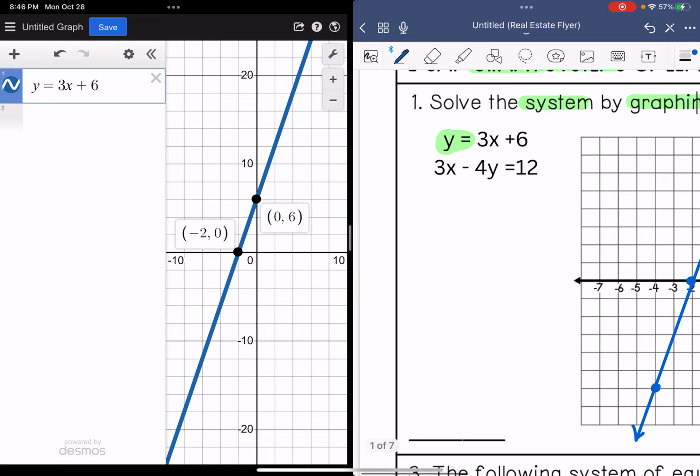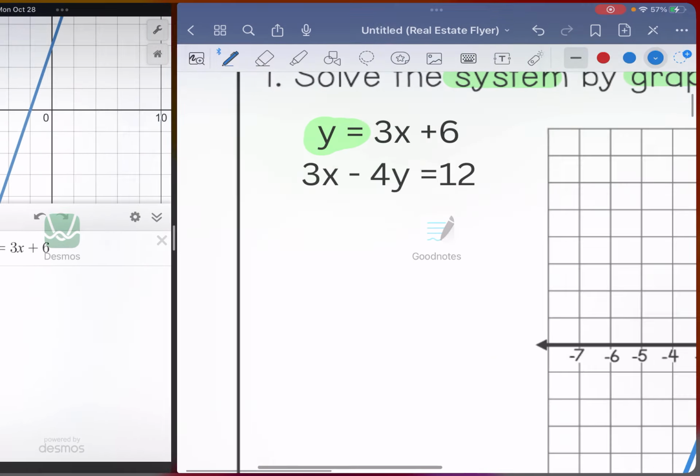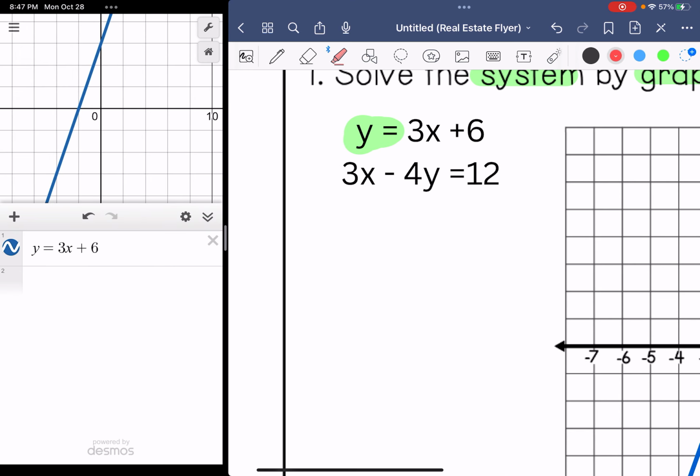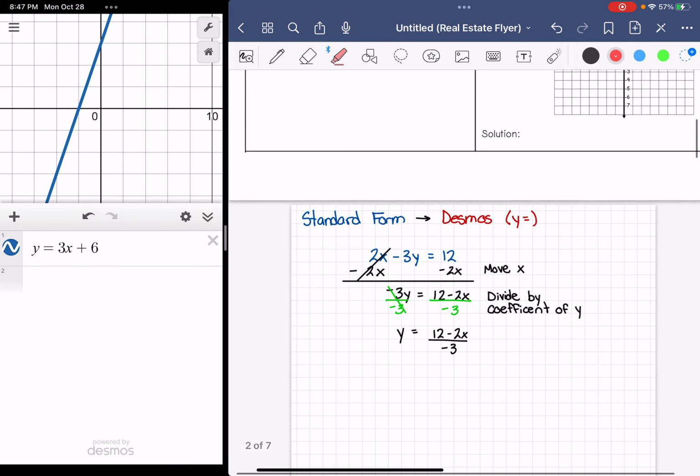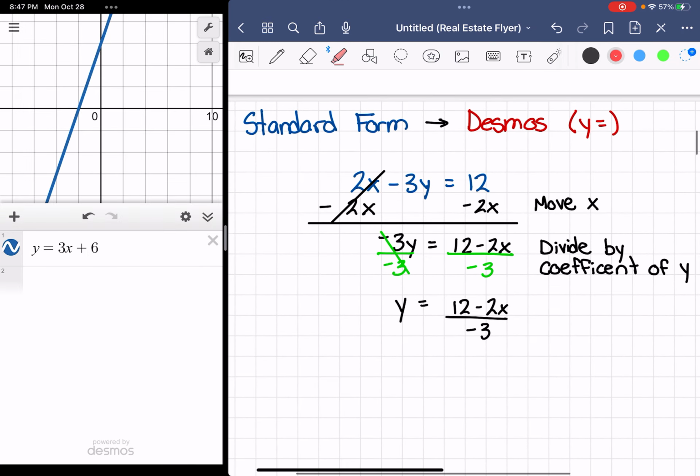All right, let's go to the second equation right here. This second one is in standard form. It does not say y equals yet. So I'm going to do my standard form to Desmos. Standard form to Desmos. I'm going to move my x, and then I'm going to divide by whatever number is in front of y.